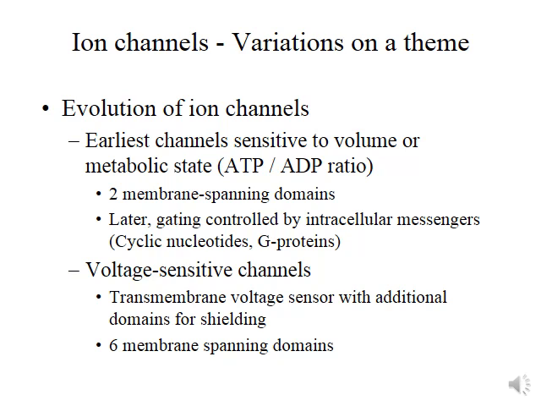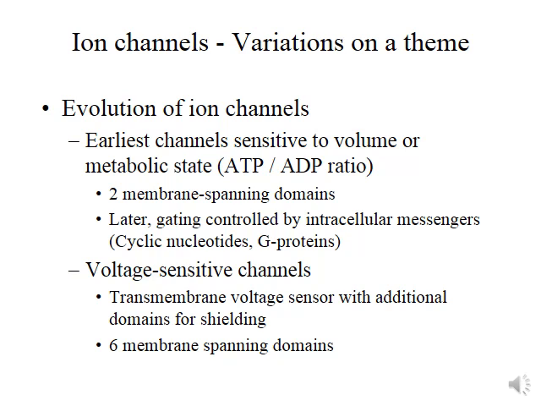These simple ion channels were thought to be sensitive to the metabolic state of cells, sensing the ratio of ATP to ADP. These channels most likely had 2 membrane-spanning domains, as simple channels still do today. And these simple channels evolved into more complex channels, having more complex properties that were controlled by various intracellular messengers, including cyclic nucleotides and G proteins.